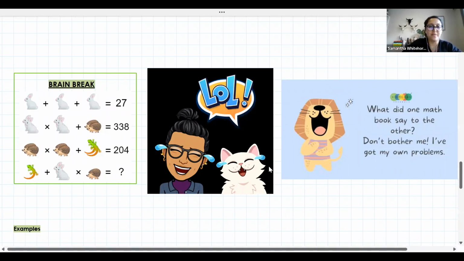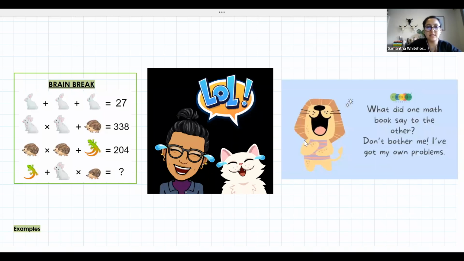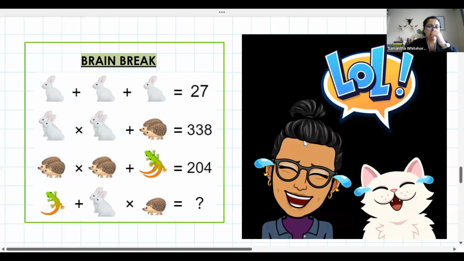Okay, guys, so brain break. You know the deal. We wait for the correct answer on the chat. Just going to make it a bit bigger so you can see where you've got 2 bunnies versus 1 bunny, 2 porcupines or hedgehogs versus 1 hedgehog, and 2 lizards versus 1 lizard. Remember, if there's 2 of them, the value must double. So we're going to wait to see who gets the correct answer first on the chat. You're welcome to put things on the chat to help each other.